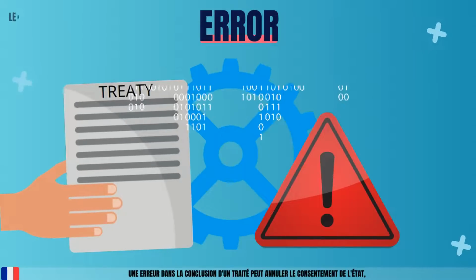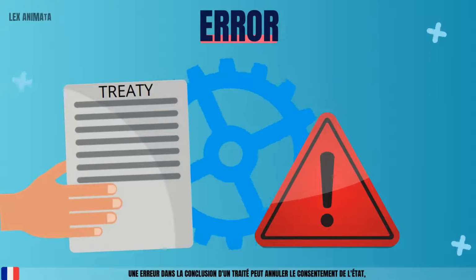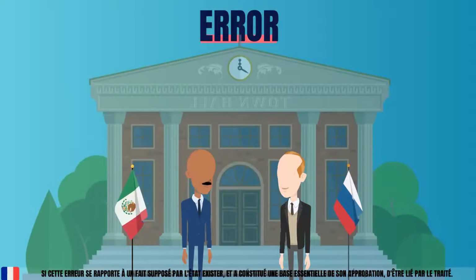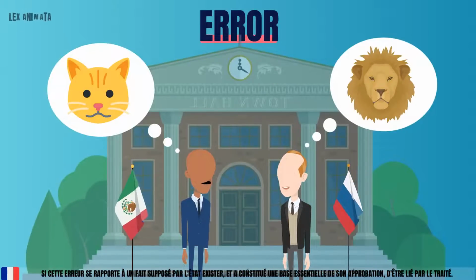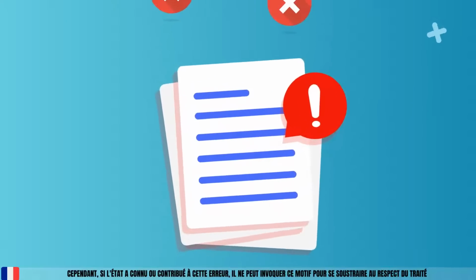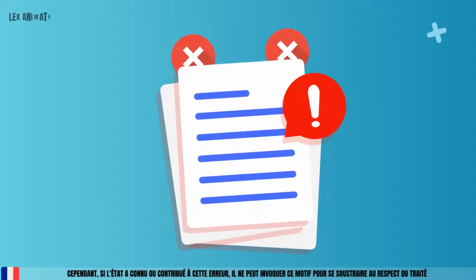An error in the conclusion of a treaty can nullify the state's consent if that mistake relates to a fact assumed by the state to exist and formed an essential basis of its approval to be bound by the treaty. However, if the state knew or contributed to that error, it cannot invoke that ground to free itself from observing the treaty.